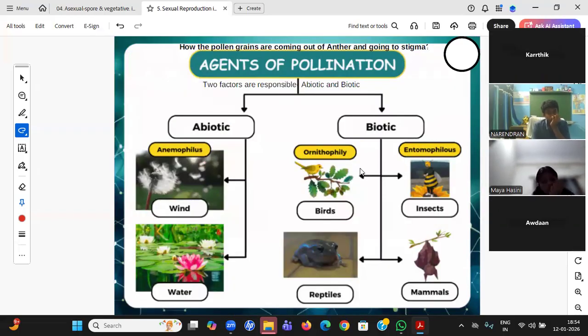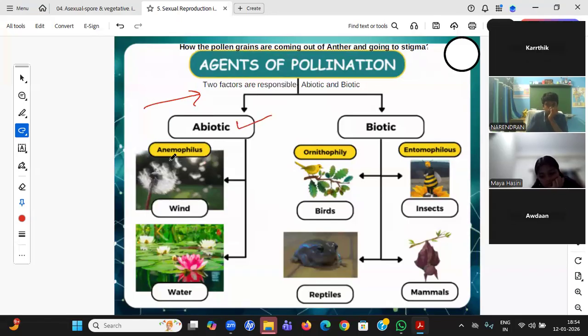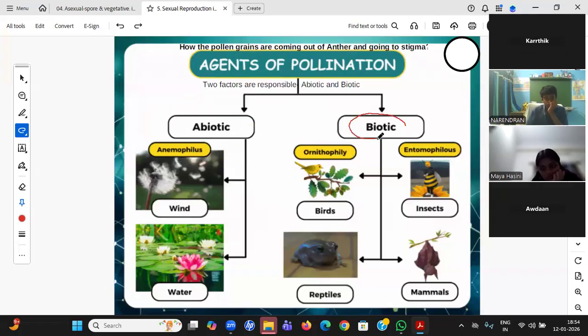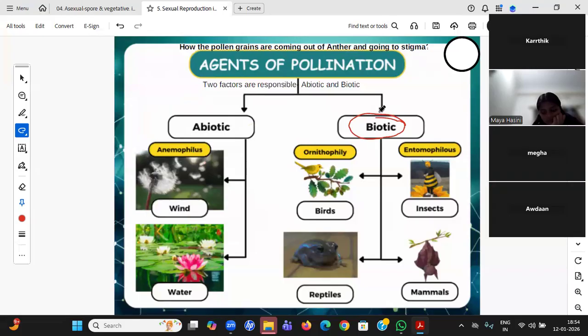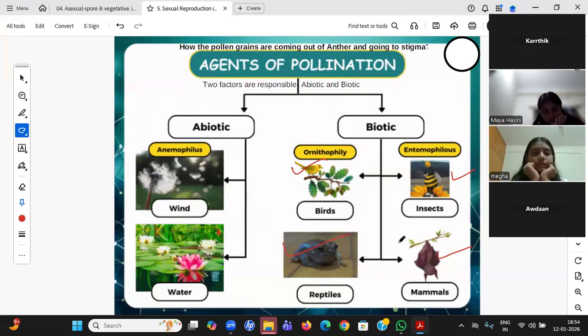Okay, so now the story comes: how the pollen grains move from the male part to the female part. Students, there are many ways that particular things move, so we can categorize them into two factors responsible for their movement: abiotic and biotic. Narendran, what is the meaning of abiotic? The non-living. Very good. Biology is the study of living beings. Biotic means living beings like insects, birds, reptiles, mammals. Abiotic means non-living things like wind and water.